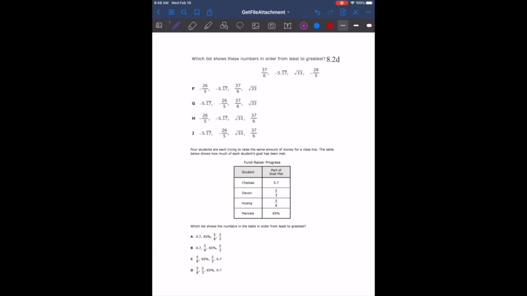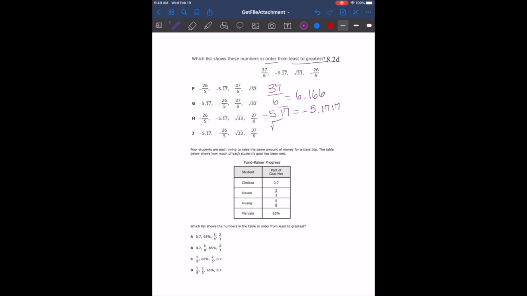The question that we're asked is which list shows these numbers in order from least to greatest? So the first thing that we have to do is to convert all our numbers to decimals so that they look the same. So we have 37 over 6, and that turns into 6.166. We have negative 5.17 repeating, which means that the 17 will continue repeating on and on forever.